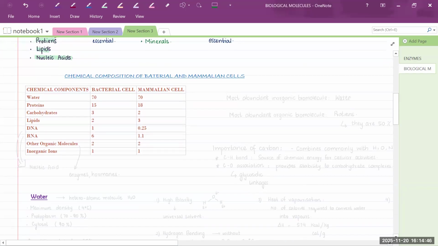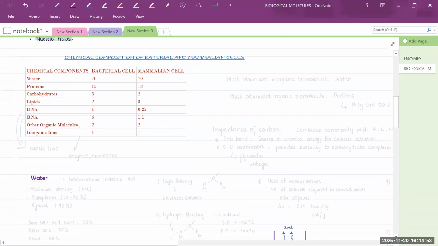Before seeing these in detail, we'll first see the chemical composition of bacterial and mammalian cells. This is a very important table.